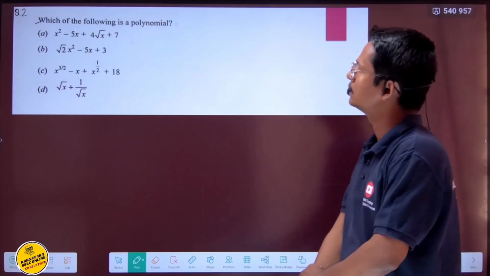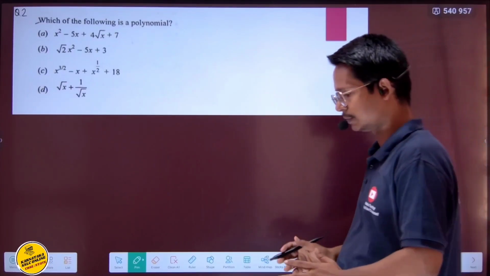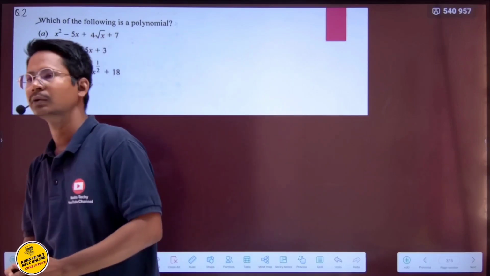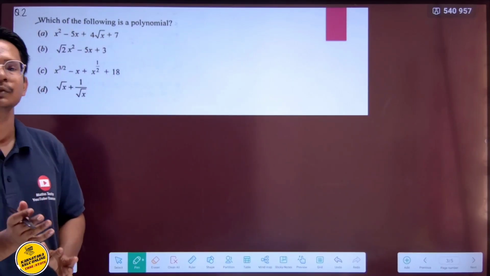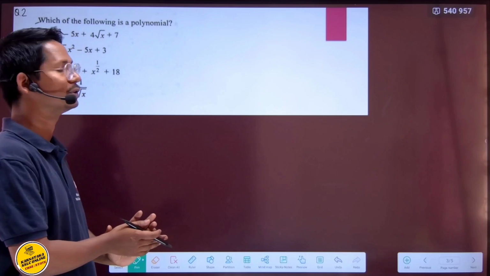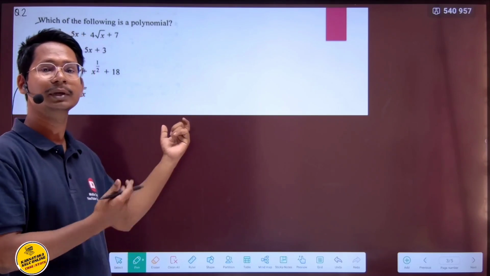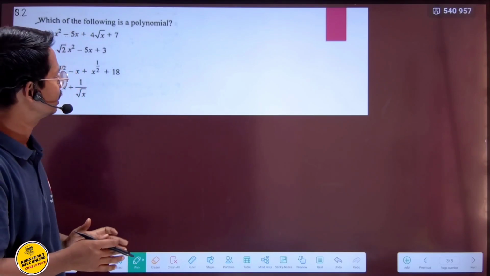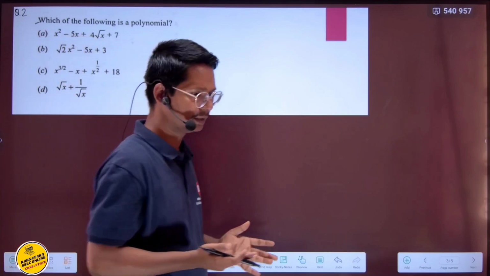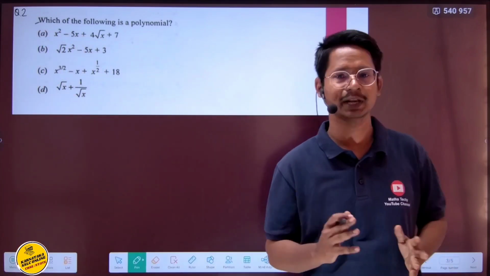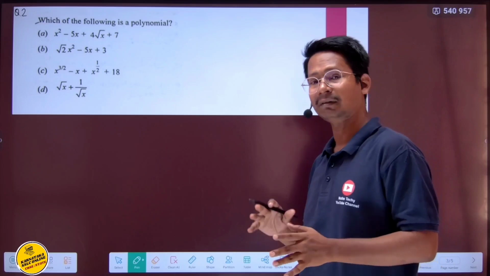Which of the following is a polynomial? Again, it's a very basic question, so we need to know the basic definition of which terms are called a polynomial. We know that it should have a constant and it should have a variable. But what about the power of the variable?